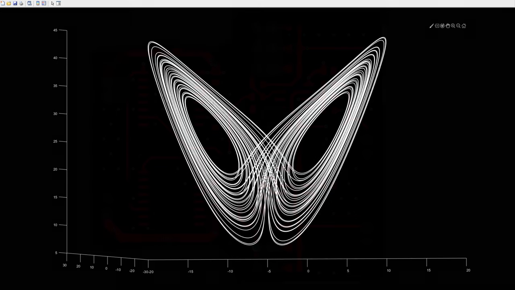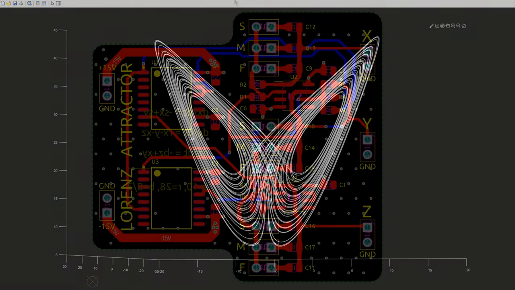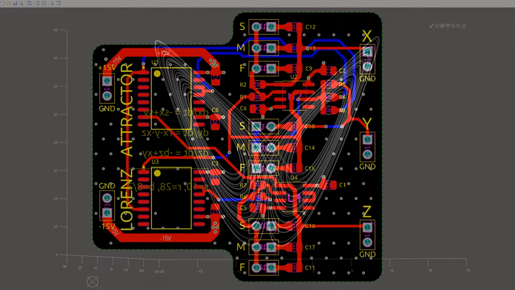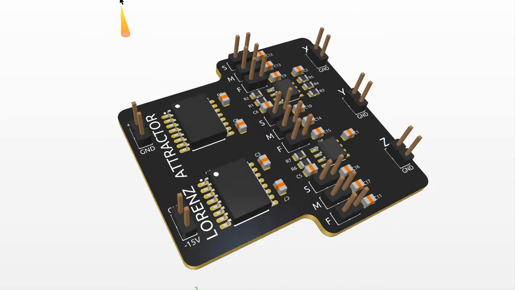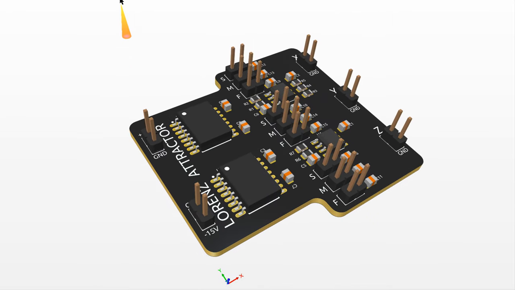Okay, enough digital. Let's build the analog computer. Here's the circuit shown earlier that I've designed into a printed circuit board. You could just as easily breadboard this circuit. I just happen to like PCB design.